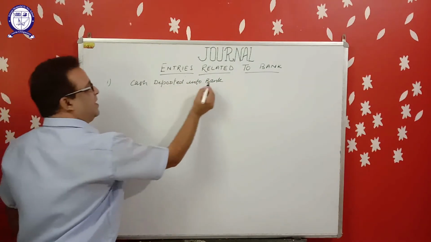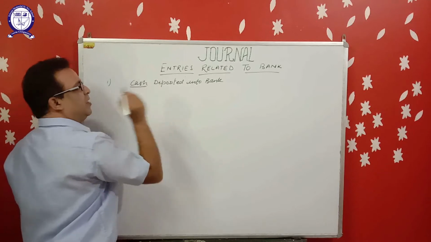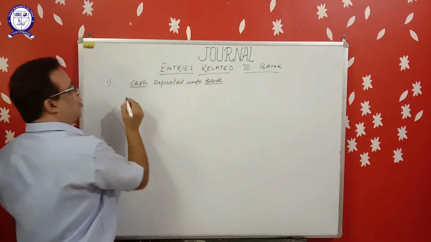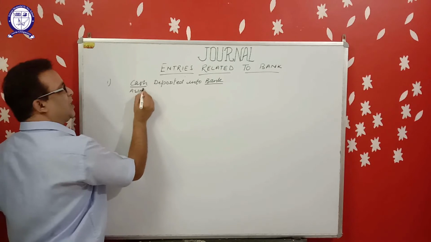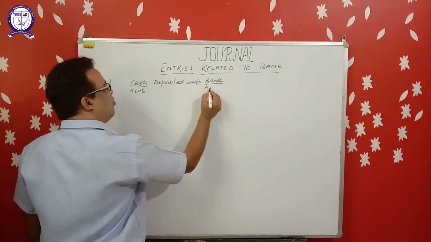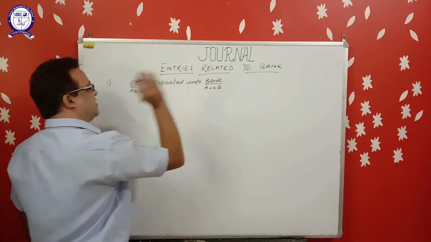Two accounts are affected here. Number one, cash. Number two, bank. Both are assets. Now we will apply the rule of assets.